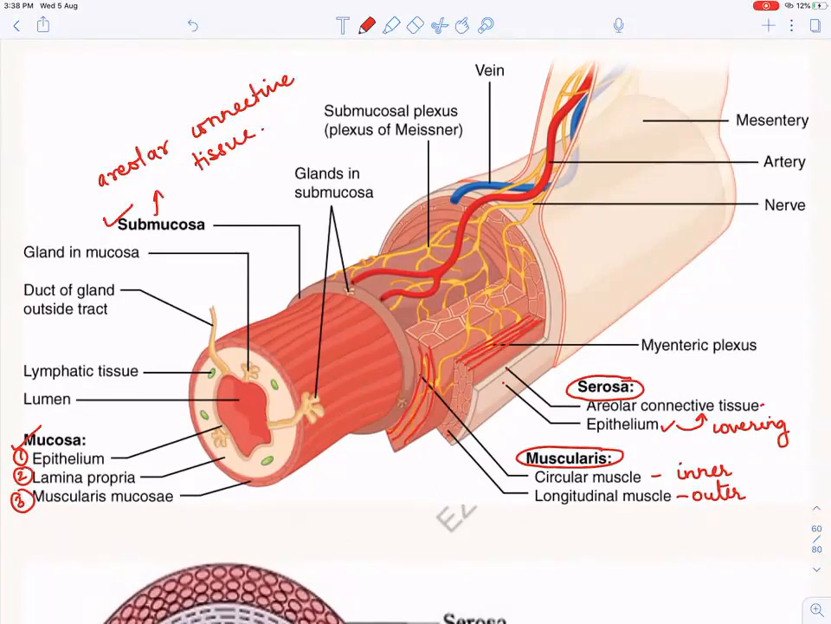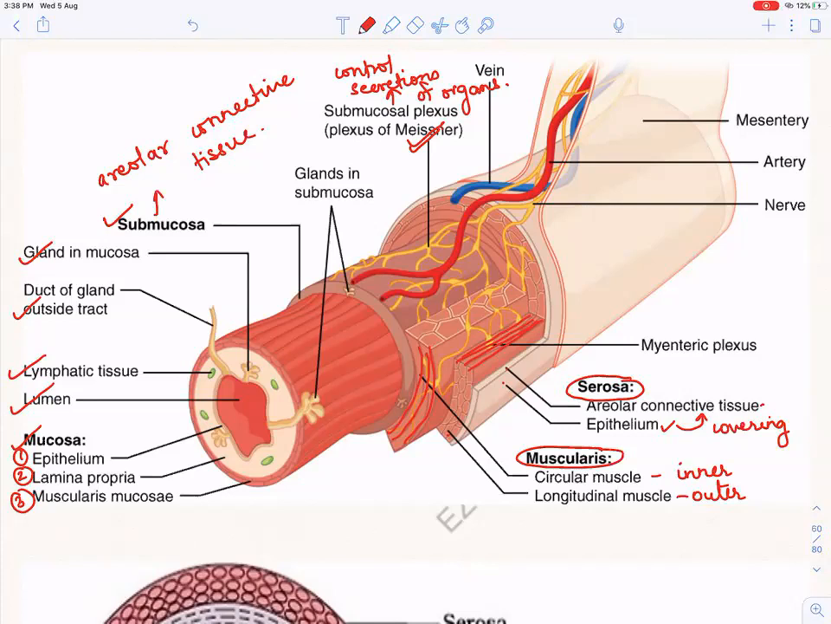So these are the glands that we were talking about. These were the ducts of the gland, lymphatic tissue, and lumen, right? And this is the Meissner plexus. What is the Meissner plexus doing? It is controlling the secretions. It controls the secretions of organs, right? These diagrams should be crystal clear in your mind.